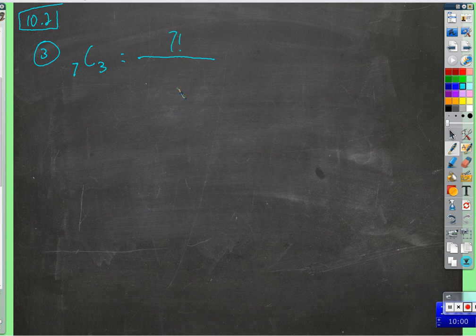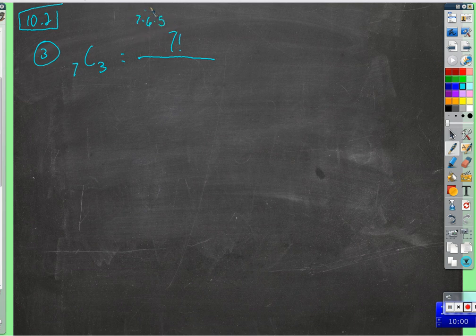How does that look? Well, first let's start with 7 factorial. That would be if you were to line all 7 people up in a row, with respect to order. The order is important here. Someone comes in first, someone second, third, and all the way down to the 7th person. Well, first of all, we don't care about all 7 people. We only care about 3 of these people, right?